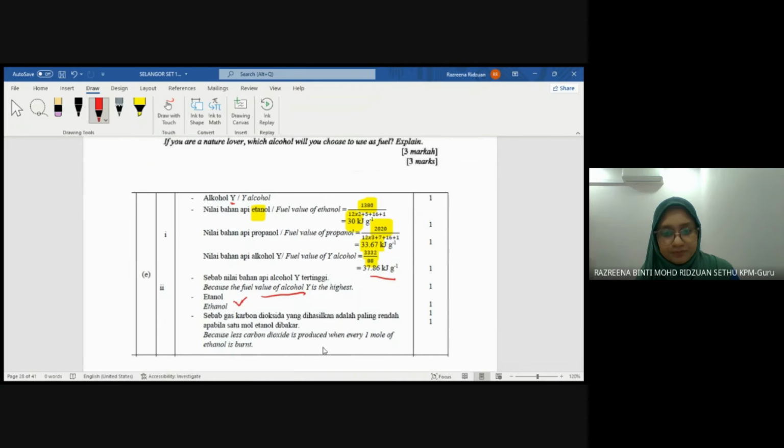Less carbon dioxide is produced because we only have 2 carbon in ethanol, so it will produce less compared to propanol and pentanol, which have 3 and 5.